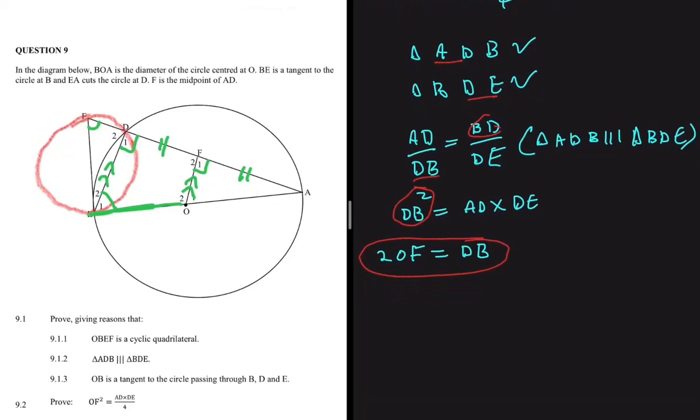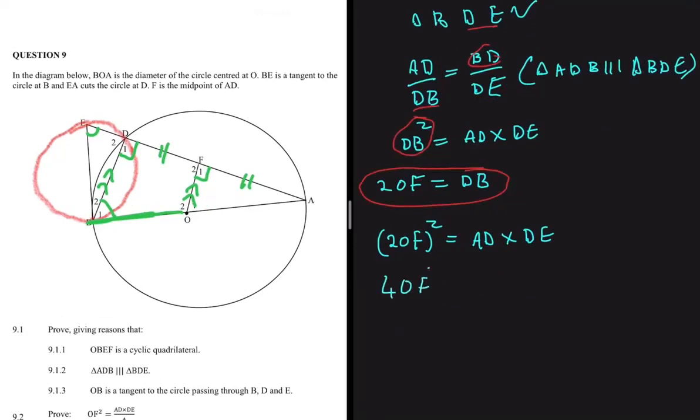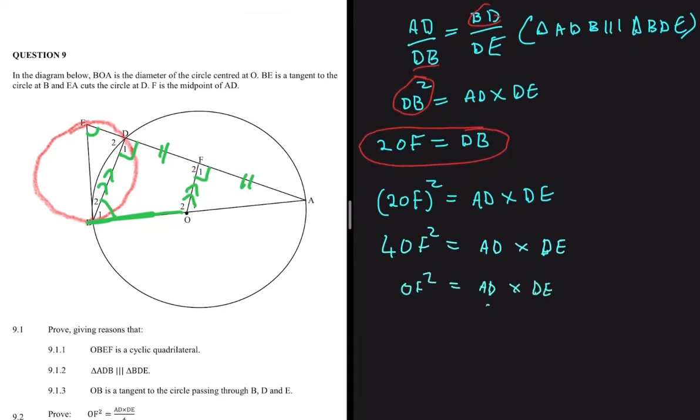So if we substitute that back in our equation, we're going to get (2OF) squared being equal to AD multiplied by DE. So it should be easy to see now that we're going to get 4OF squared is equal to AD multiplied by DE. So now we're dividing both sides by 4, right? If we do that, we get OF squared is equal to AD multiplied by DE, and then everything divided by 4.